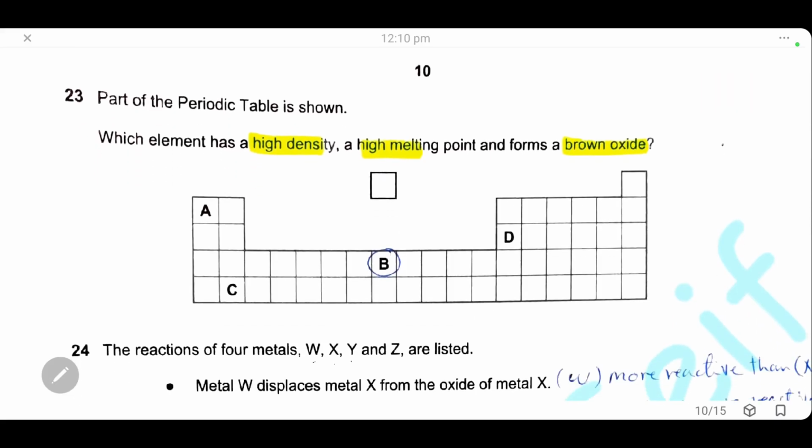23. Part of the periodic table is shown. Which element has high density, high melting point, and forms a brown oxide? High density and high melting point are properties of metals, and because it forms a brown oxide, it's one of the transition metals, because they form colored compounds. So the answer will be B. This is where the transition metals are located in the periodic table. Question 23, the answer is B.